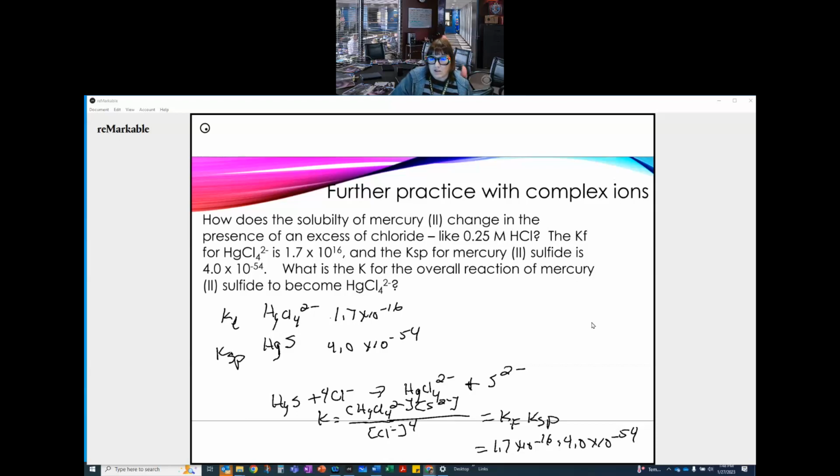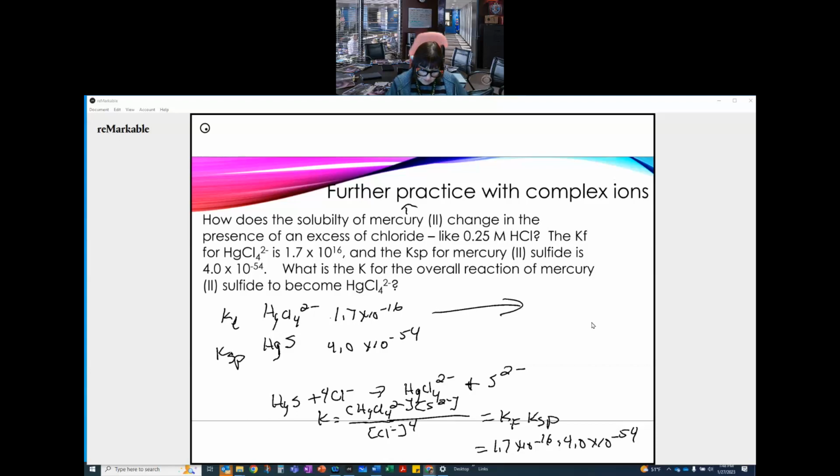And it does increase the solubility. So the solubility of the mercury(II) sulfide goes up. And that's because we've driven that reaction forward. Okay. So that is no different than what we talked about previously. Now let me actually calculate this value. 1.7 times 10 to the 16th times 4.0 times 10 to the negative 54.